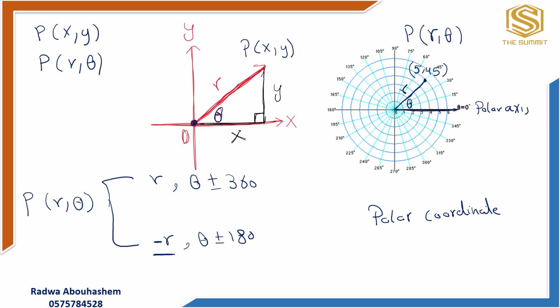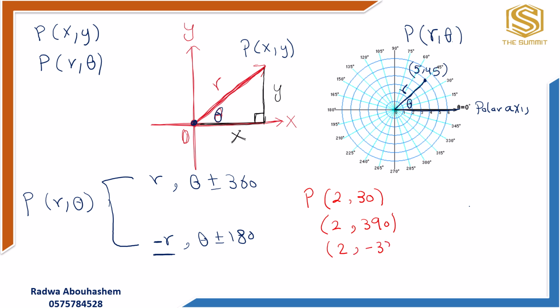Let me give you an example here. Let me apply this rule over this point here. So I could add or subtract 360. So it would be here 2 and 30 plus 360 gives me 390. Or I could subtract 360 from 30. So 30 minus 360 would be negative 330. This is also another representation for the same point.